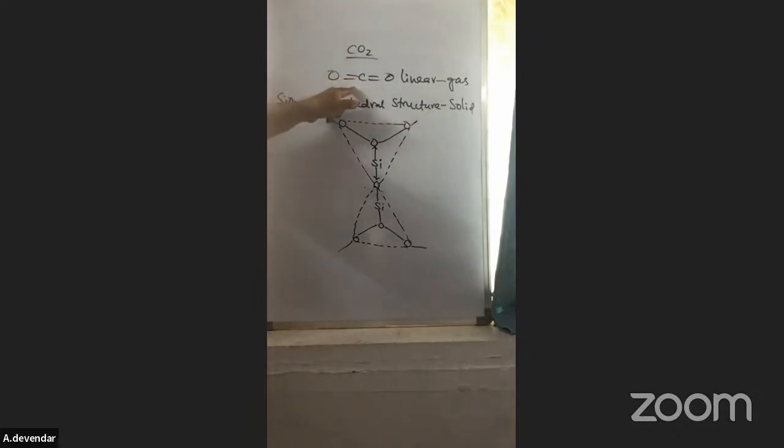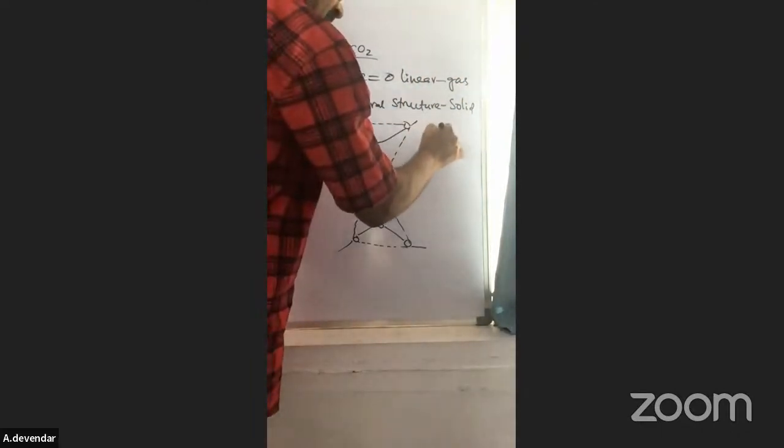Due to the linear structure, a double bond between the carbon and oxygen is present, so it is a gas in nature. But silicon dioxide is a giant molecule. It is a big structure.